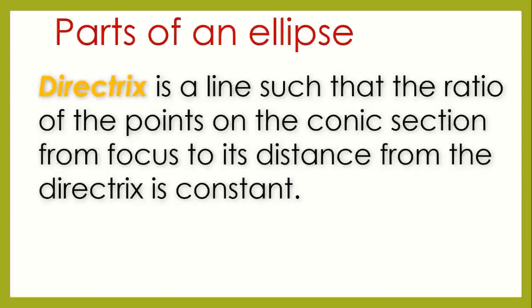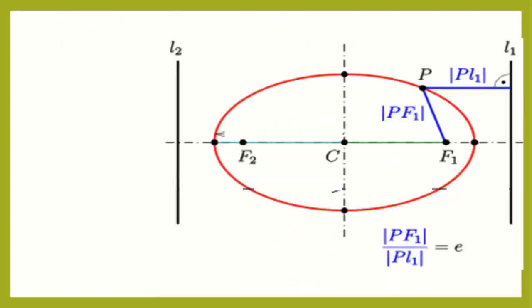Ano pa yung parts of the ellipse? Directrix. Directrix is a line such that the ratio of the points on the conic section from focus to its distance from the directrix is constant. So, constant ulit yun. Ano daw yun? Any point dun sa ating ellipse. Let's say we have your point P. F1 to point P, and from point P to directrix L1, if you're going to get that ratio, it is always constant to e.